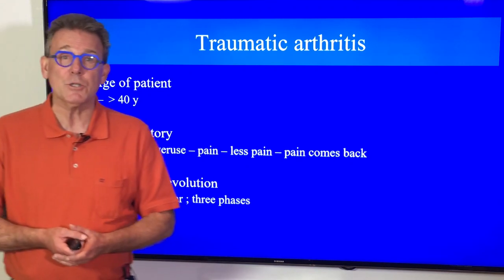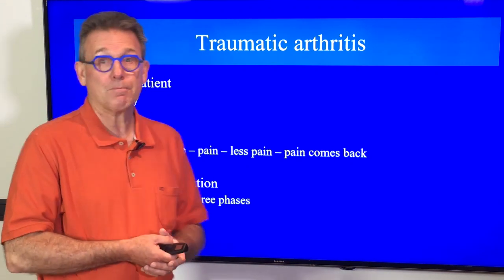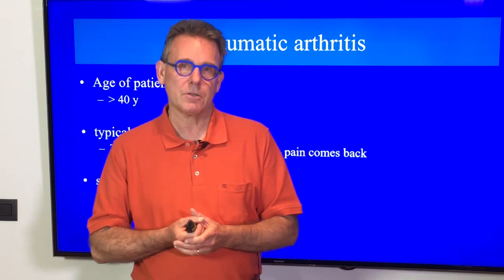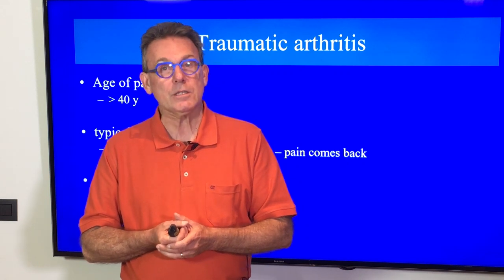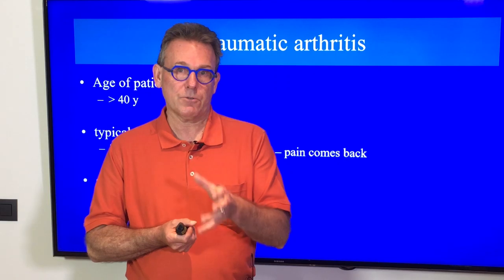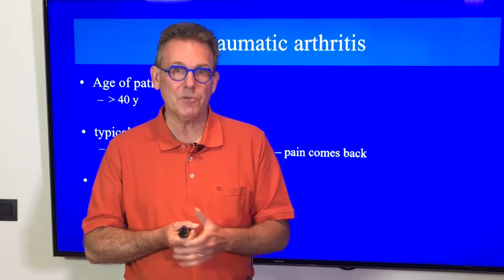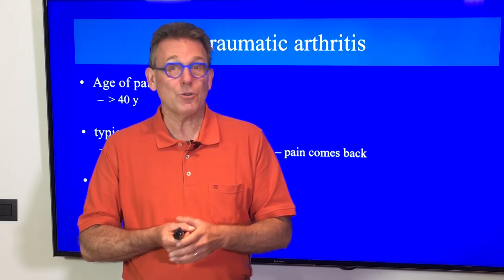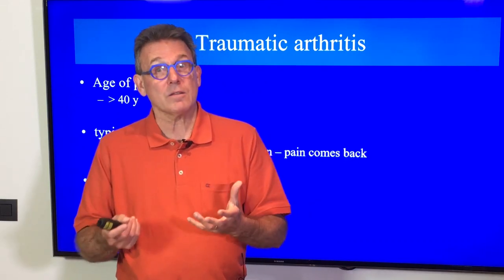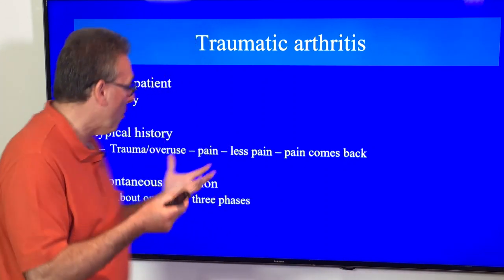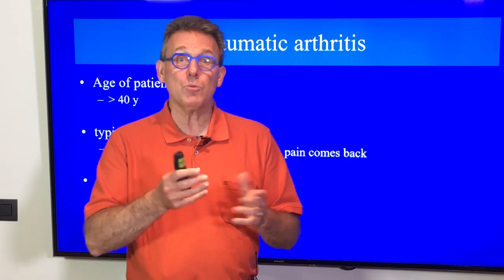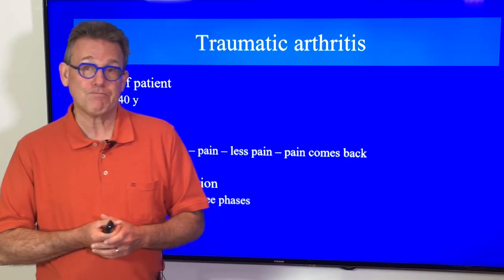What's the clinical image of a traumatic arthritis? Well, there is something particular about the traumatic arthritis, more specifically the age of the patient. You don't expect the traumatic arthritis below the age of 40 years. So we don't expect that in a patient of 25 years old. So we expect that more or less above the age of 40. We don't know why. At this moment, this is still an empirical finding.